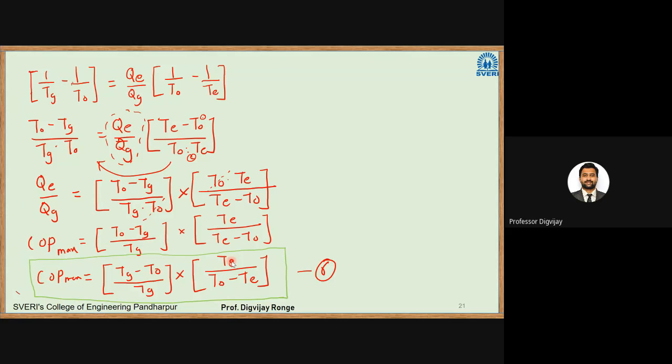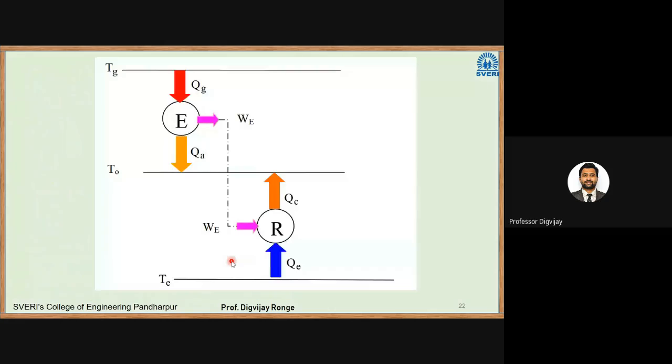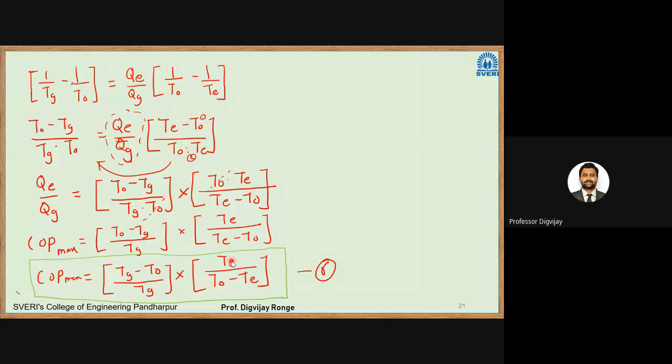Akshay, please calculate once again. Okay, so in this example, the values are already given. Tg value is given as 100 degrees Celsius, To is given as 20 degrees Celsius, and Te is given as minus 5 degrees Celsius. Okay, so put the values in the equation and you will get the COP.